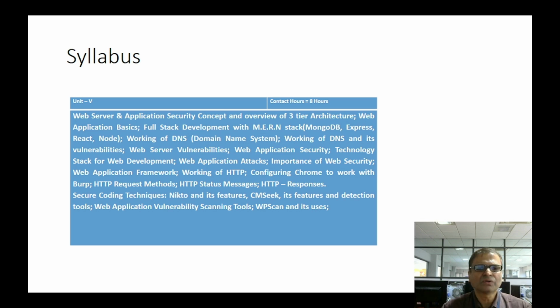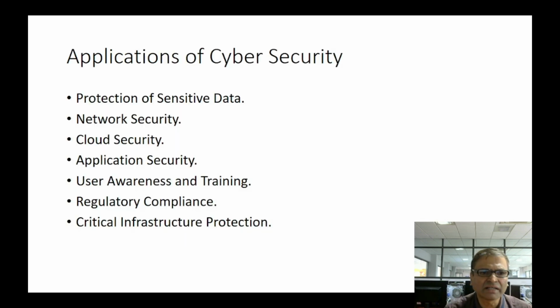Okay, so what are the applications of cyber security? Basically, it is used to protect sensitive data. It is used for network security, to provide security for cloud services, because nowadays the data is very huge and we need cloud to store the data. Okay, application security, then we use it for user awareness and training, regular compliance. Okay, critical infrastructure protection: if you are using costly networking devices and you need to protect them, there also we come across cyber security.